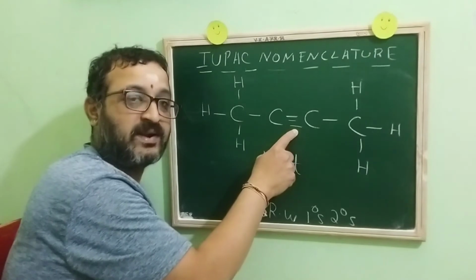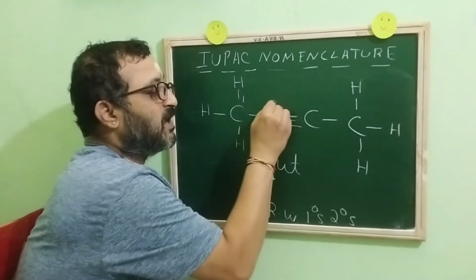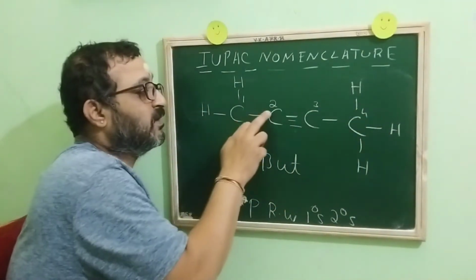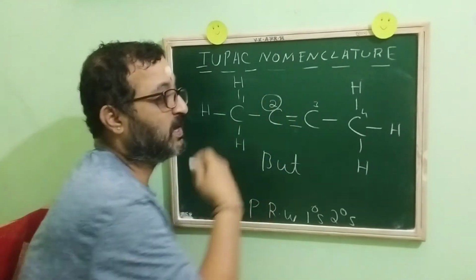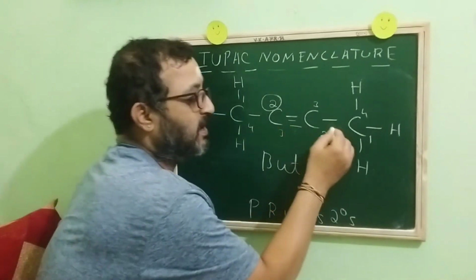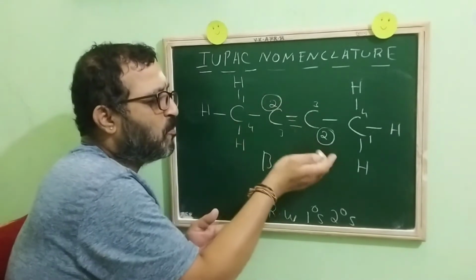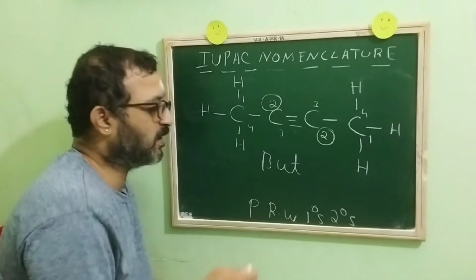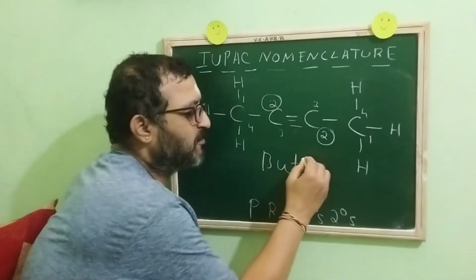Triple bond, right? Now we have to number. When I do the numbering from the left side, as you know, first come first serve, this triple bond belongs to what, children? Second carbon. When I do the numbering from the right side, the triple bond belongs to which carbon? Second carbon, right? So in both directions, the triple bond belongs to the second carbon. Then if a triple bond is there, what is the primary suffix that I am supposed to add?